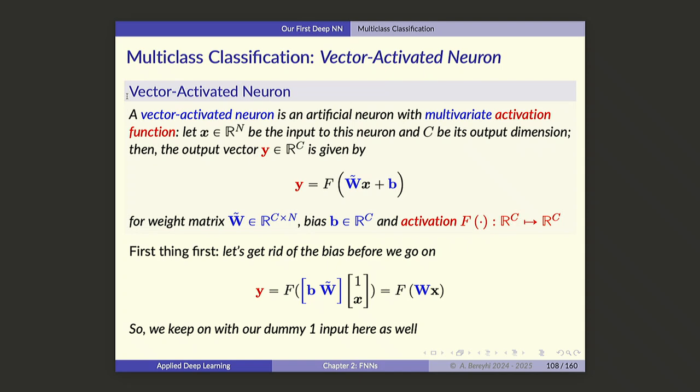So the dimension of this W would be C by n plus 1. Yes. Okay, that's good. But don't confuse yourself with the dimensions too much. I know I say too much about dimensions, but the key point is that you are just doing a linear transform, right?